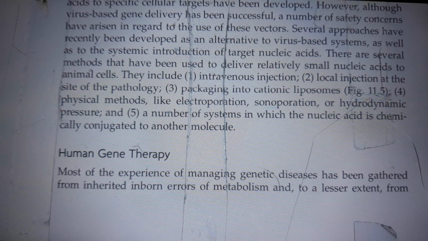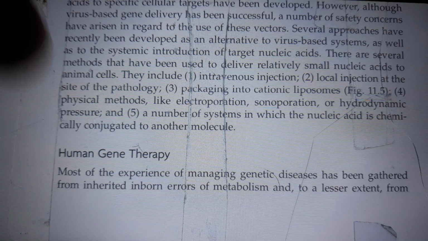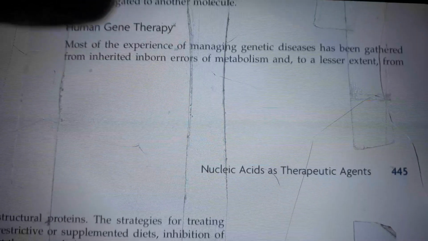There are several methods that have been used to deliver relatively small nucleic acids to animal cells. They include 1. Intravenous injection, 2. Local injection at the site of the pathology, 3. Packaging into cationic liposomes, 4. Physical methods like electroporation, sonoporation, or hydrodynamic pressure, and 5. A number of systems in which the nucleic acid is chemically conjugated to another molecule.